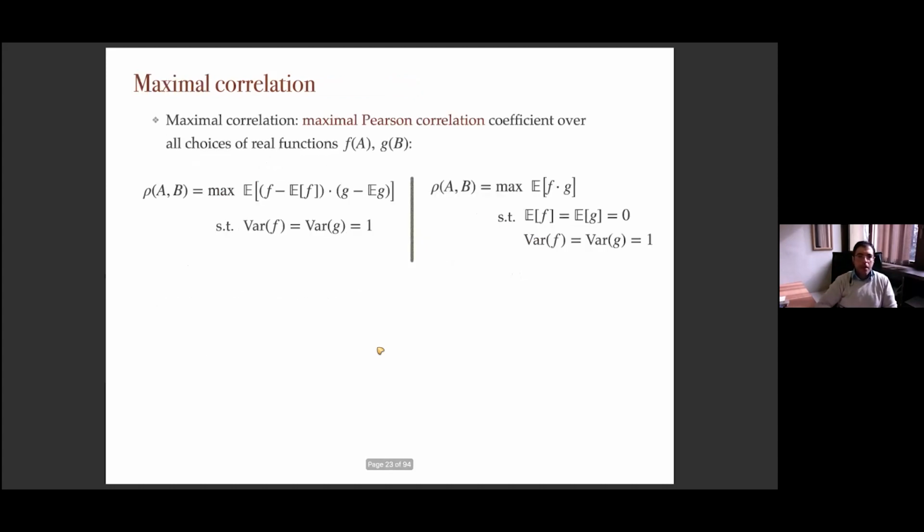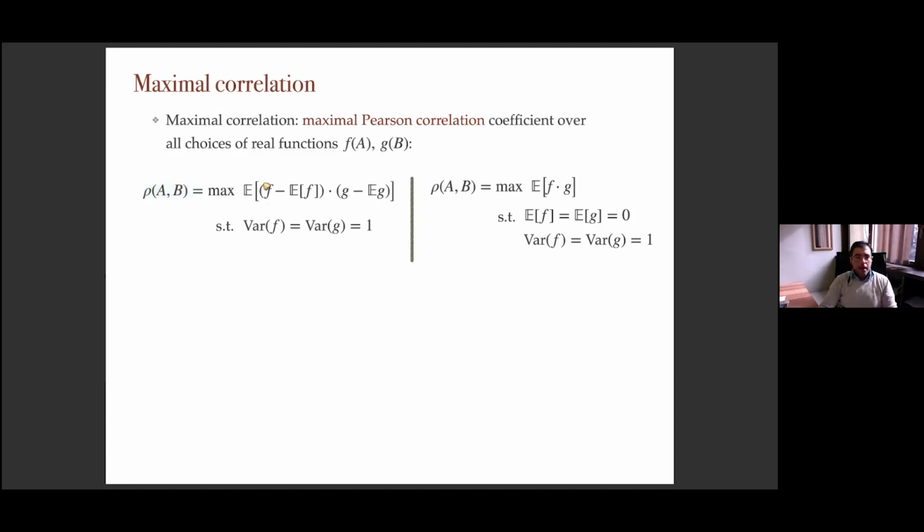And now, what's the maximal correlation? It's the maximum of the Pearson correlation coefficient over all choices of functions f and g. So I take various choices of f and g, compute their Pearson correlation coefficient, and then try to maximize it over all choices of f and g. Here's a formulation of the maximal correlation. I denote the maximal correlation by rho. Rho of AB is the maximal correlation between A and B.